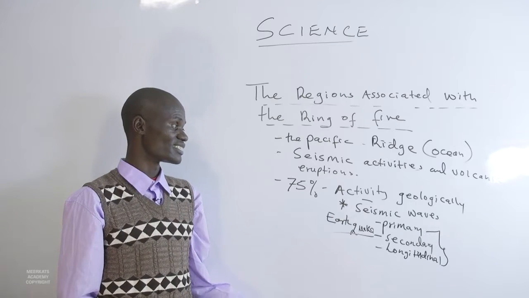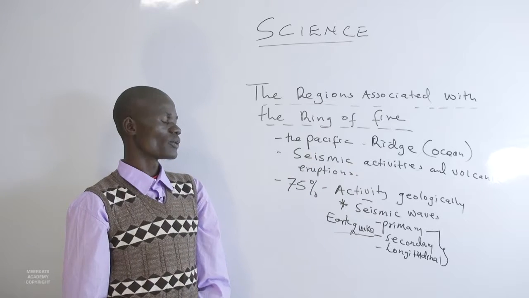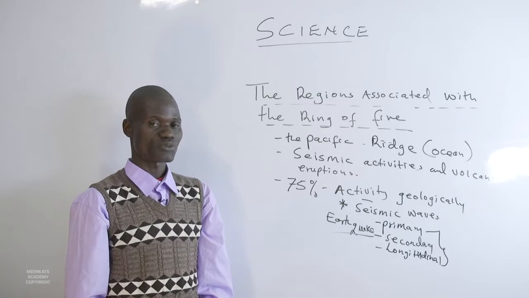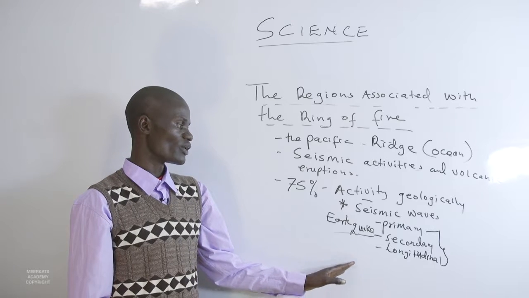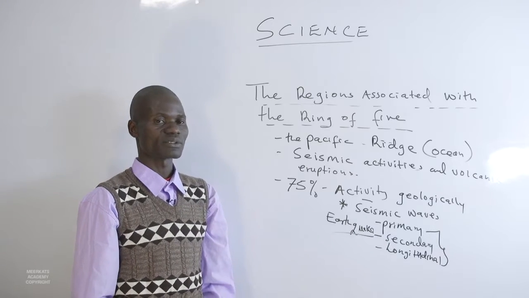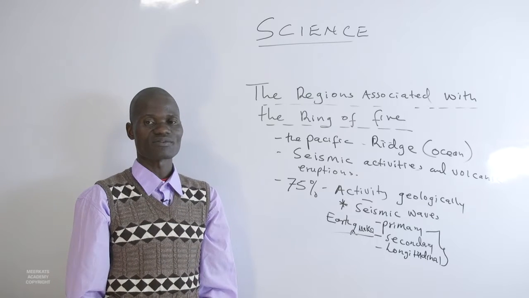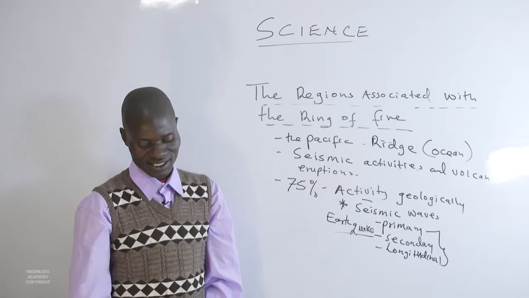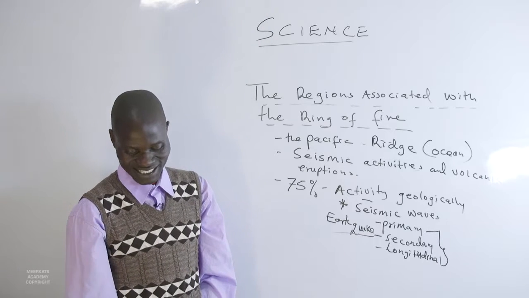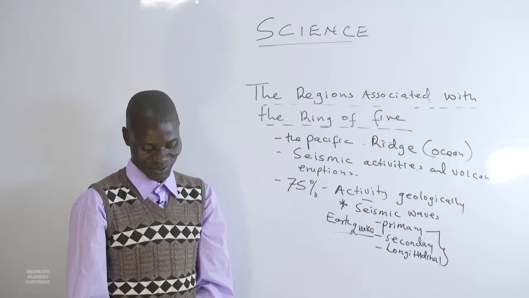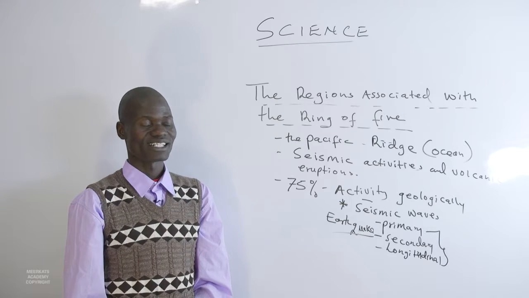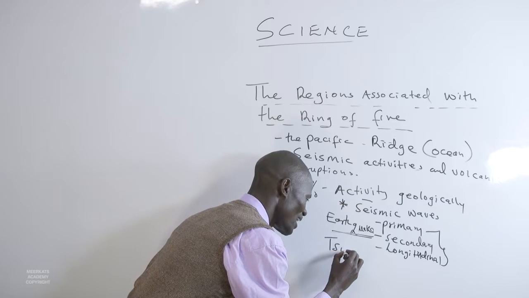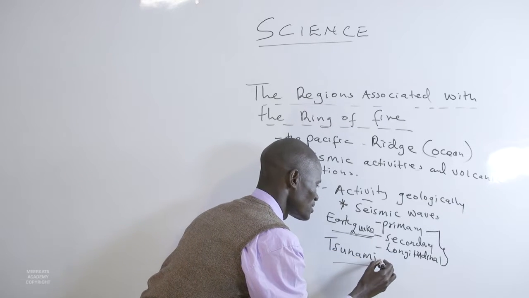75% of the activities associated with the ring of fire, geologically, we are able to find seismic waves, and most of these seismic waves come in various types. When we look at earthquakes, the seismic waves come in this category: the primary waves, the secondary waves, and the longitudinal waves. We saw their impact as we studied the earthquake. Just to remind you, they cause devastating effects on Earth's surface because most human life and property are destroyed. Remember, the same seismic waves, when they occur along the ocean, we refer to them as tsunamis.